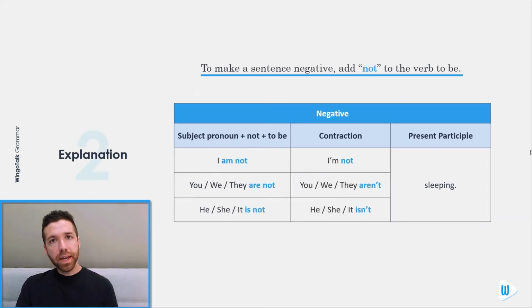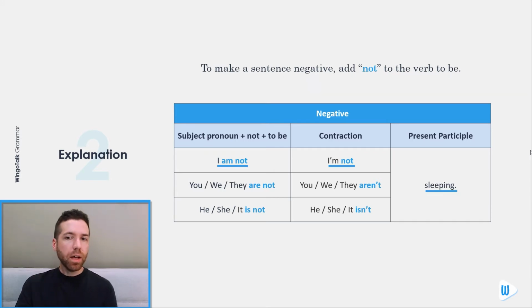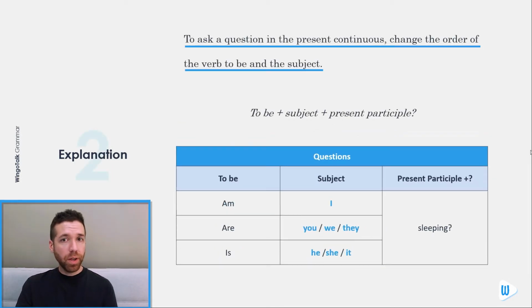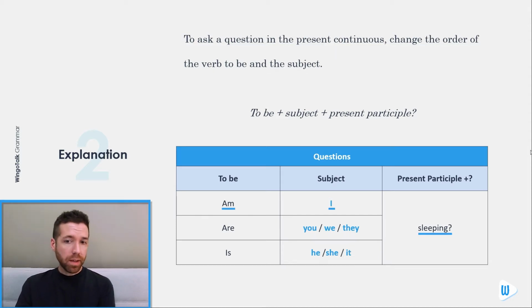To make a sentence negative, add not to the verb be. I'm not sleeping. They aren't sleeping. She is not sleeping. To ask a question in the present continuous, change the order of the verb to be and the subject. Am I sleeping? Is it sleeping?